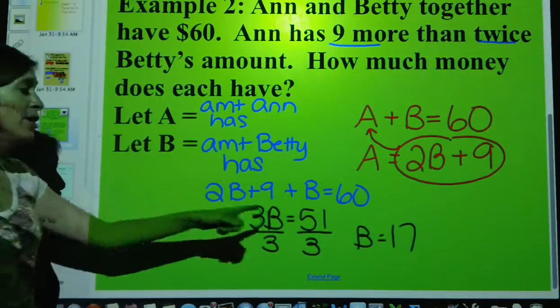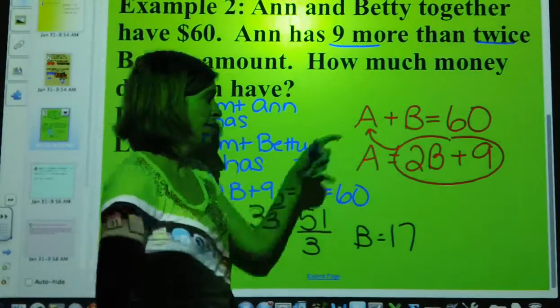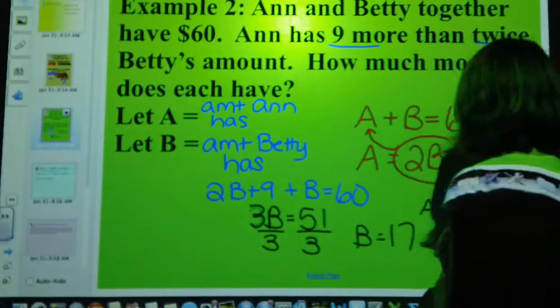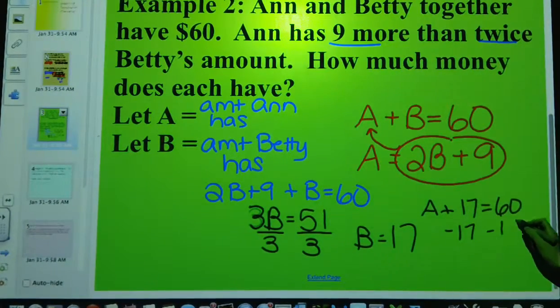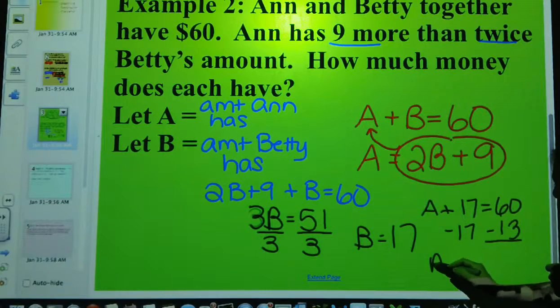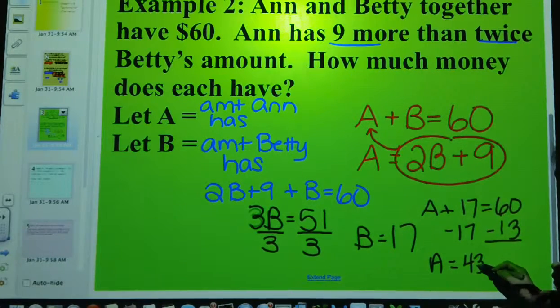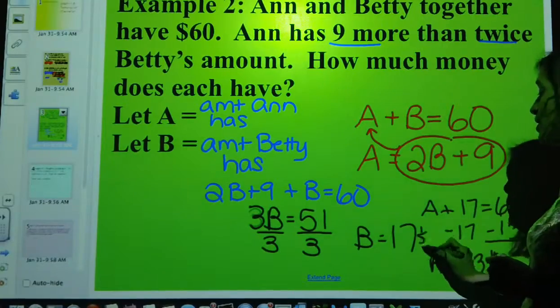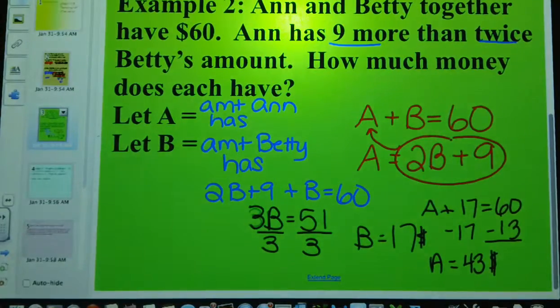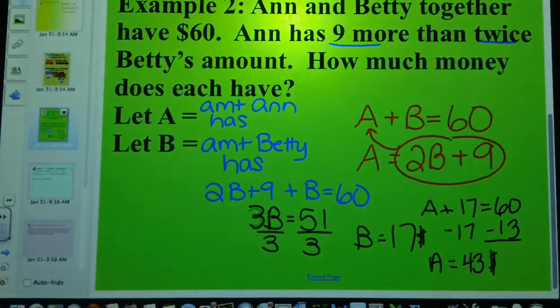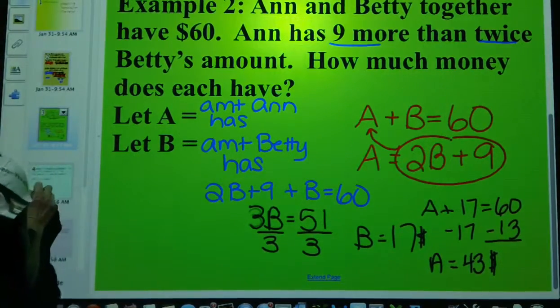To find Ann, you're going to plug Betty in. So you're going to get A plus 17 equals 60. Subtract 17. And so Ann has $43. And you're going to make sure you answer the question and say Betty has $17, Ann has $43. Okay, I'm just checking the time. Doing pretty good. All right, let's move on.